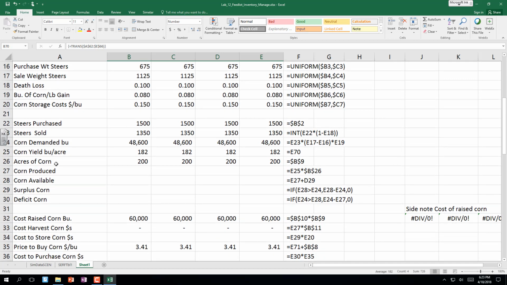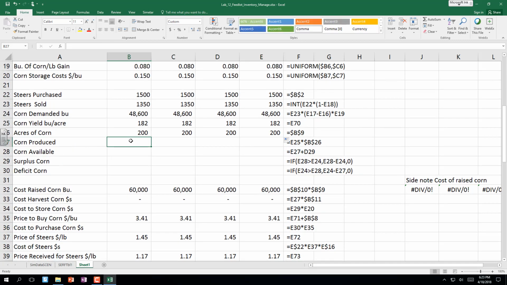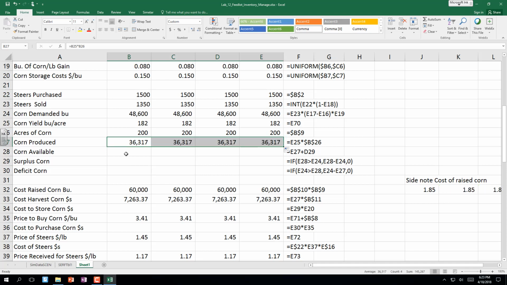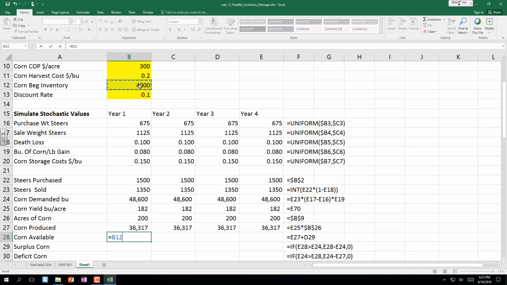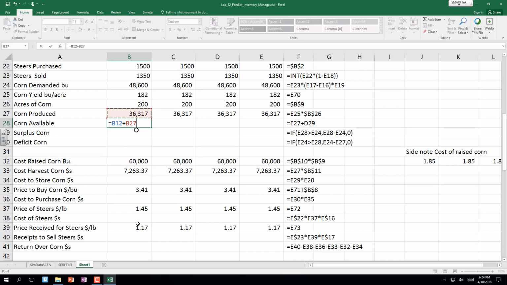So now let's keep filling in this matrix. So the corn that I produced is equal to the yield per acre times the number of acres. Okay. The corn that's available for feeding, okay? So this is where the inventory starts getting in here. It's equal to my beginning stocks of corn, which is at B12, plus what I produced. Okay?